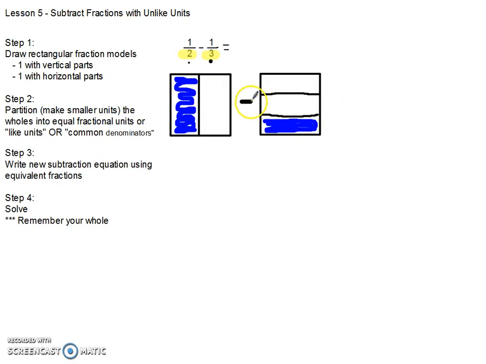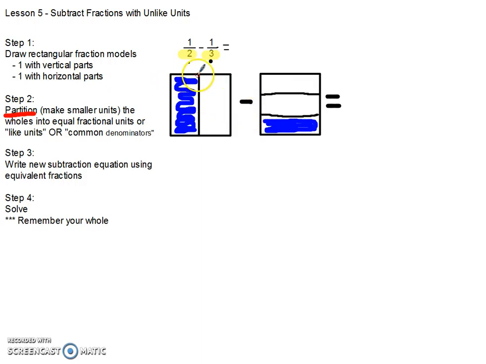So I'm going to show my equation here. I have my rectangular fraction of 1/2, and I'm going to be taking away this 1/3. But I can't take away these parts from each other because they're not alike. They're not the same size. So I have to ask myself, how can I make them the same size? How can I change them so that I can do my equation? Where step number 2 comes in, we're going to partition our rectangular fraction models into equal size parts.